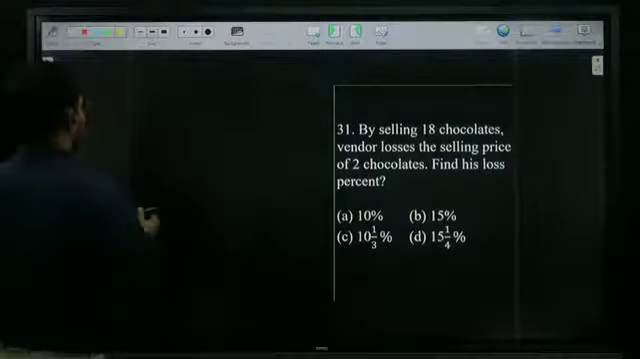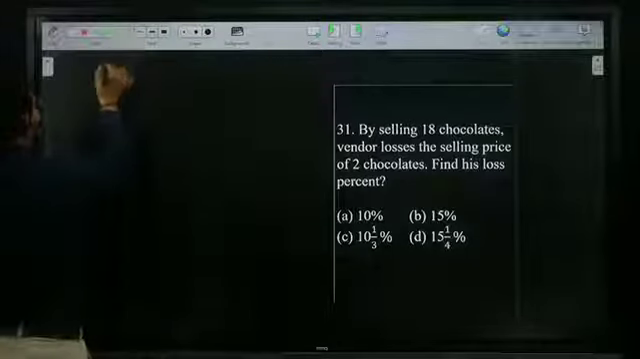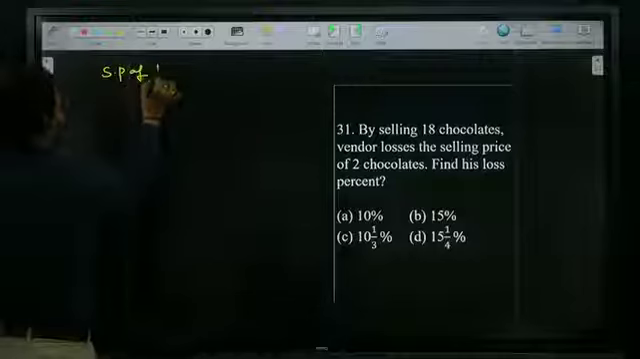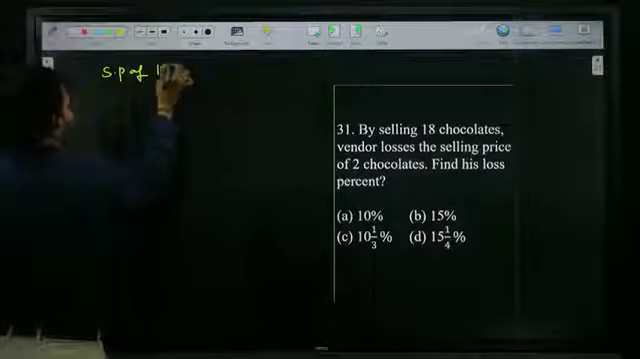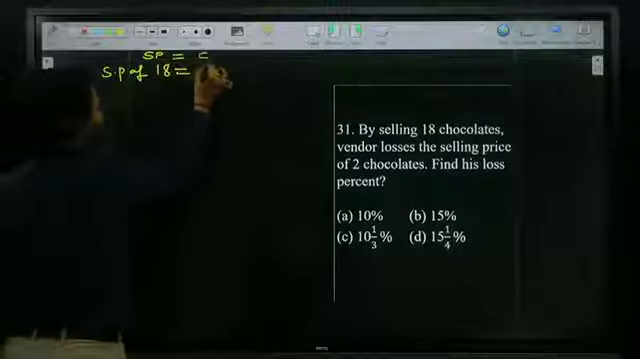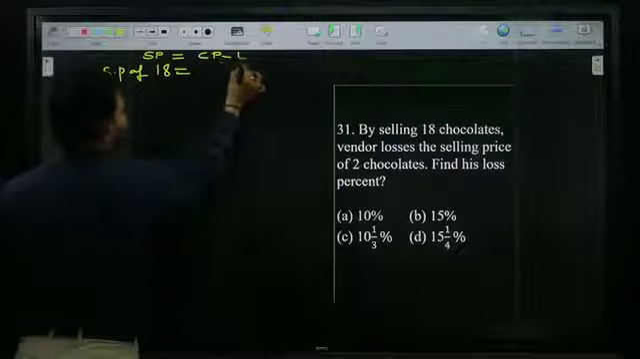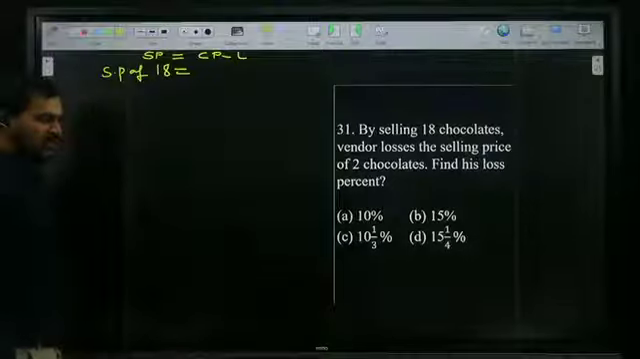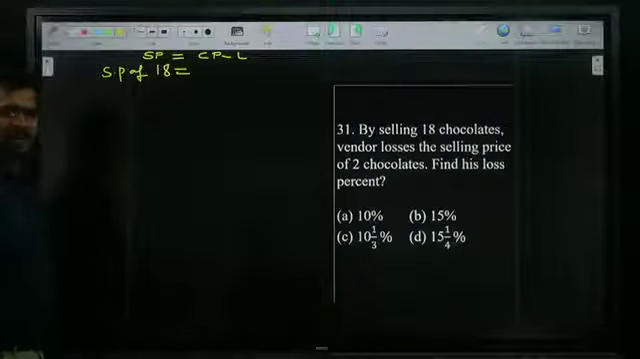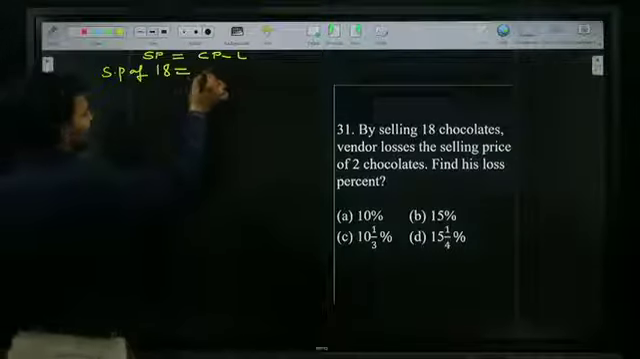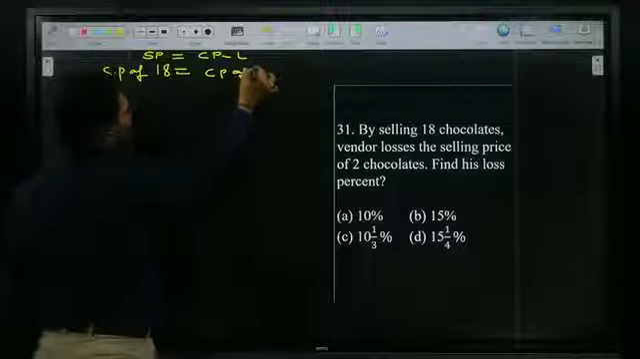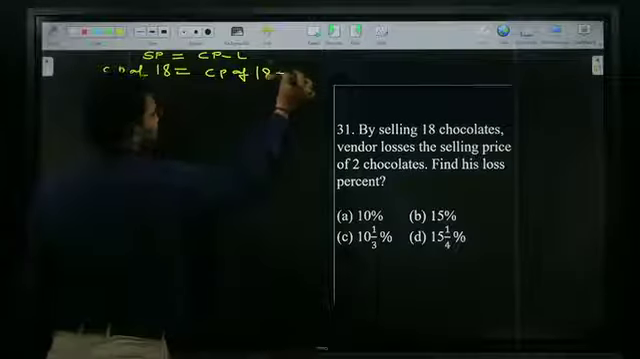By selling 18 chocolates, look at me. Selling price of 18 chocolates is equal to... In case of loss, selling price is nothing but what? Cost price minus loss, right? So selling price of 18 chocolates is equal to, first of all, the cost price of 18 chocolates, minus loss.